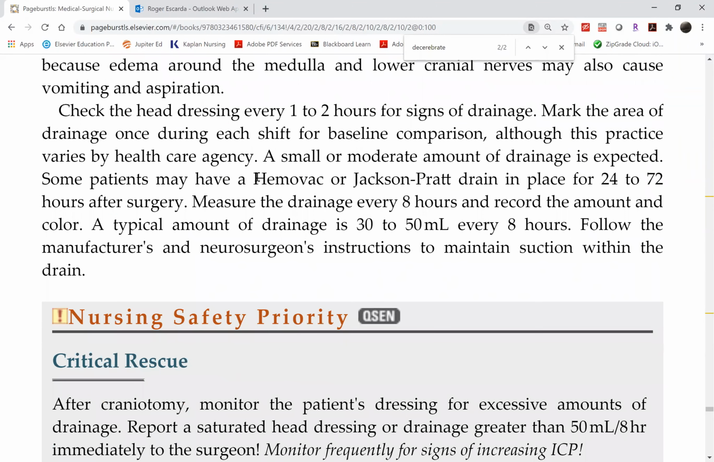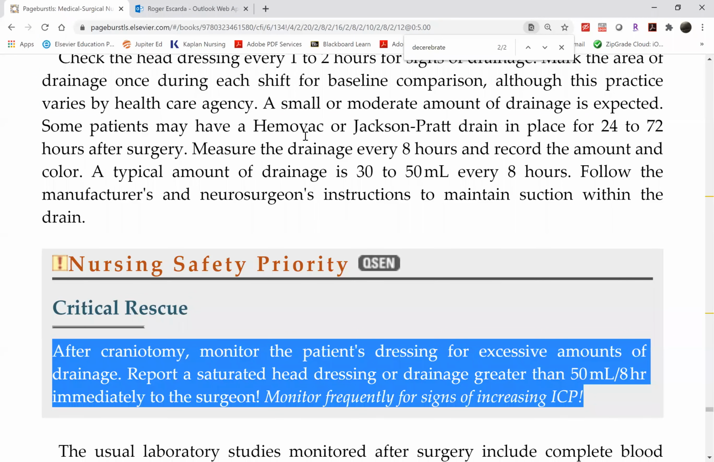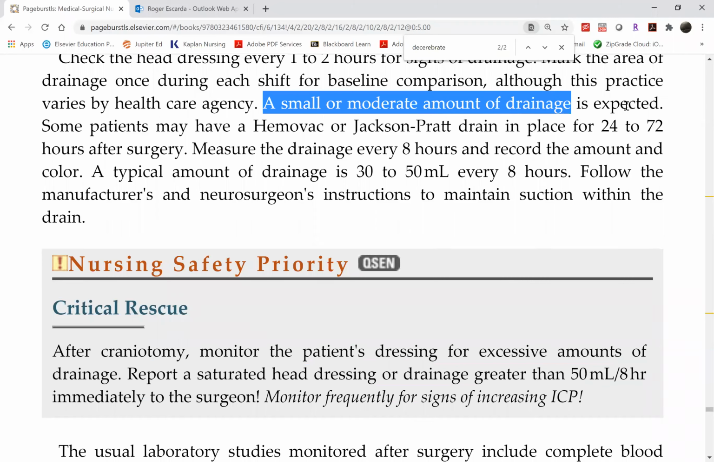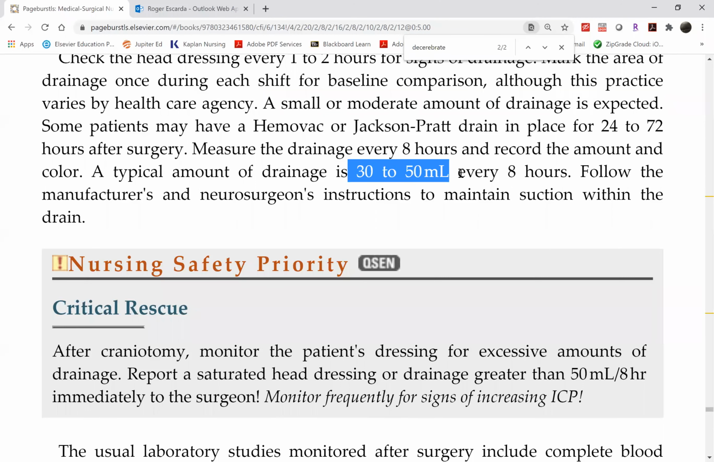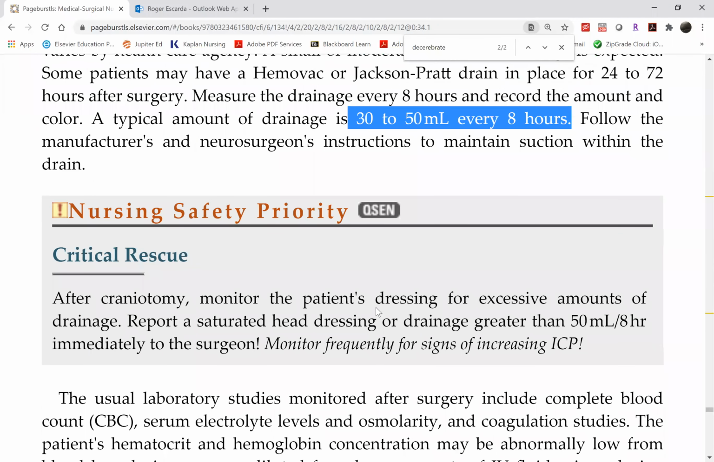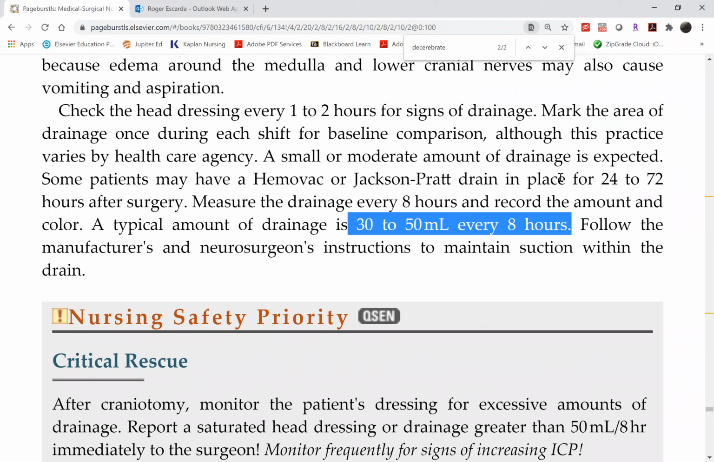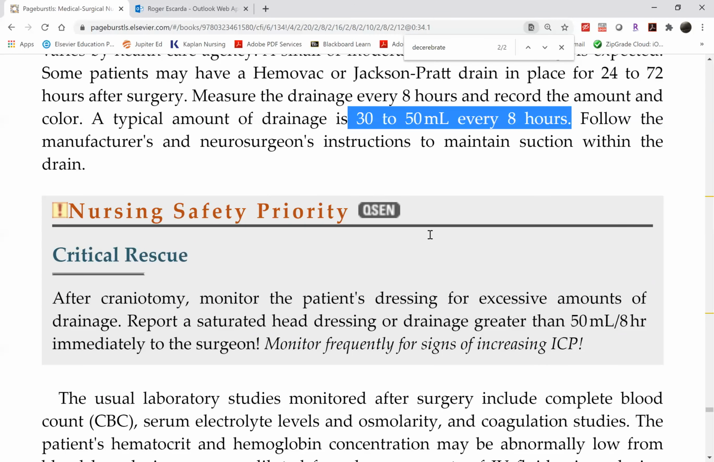And you also have a critical rescue here for the amount of drainage that must be reported. A small or moderate amount of drainage is expected. However, if the drainage is more than the typical expected amount, which is about 30 to 50 ml every 8 hours, then that's already bleeding. The drainage device we're using is either a Hemovac or Jackson Pratt. If it's more than that, could there be more that is not drained, which will cause an increase in ICP? Does that make sense? Therefore, it should be reported right away.